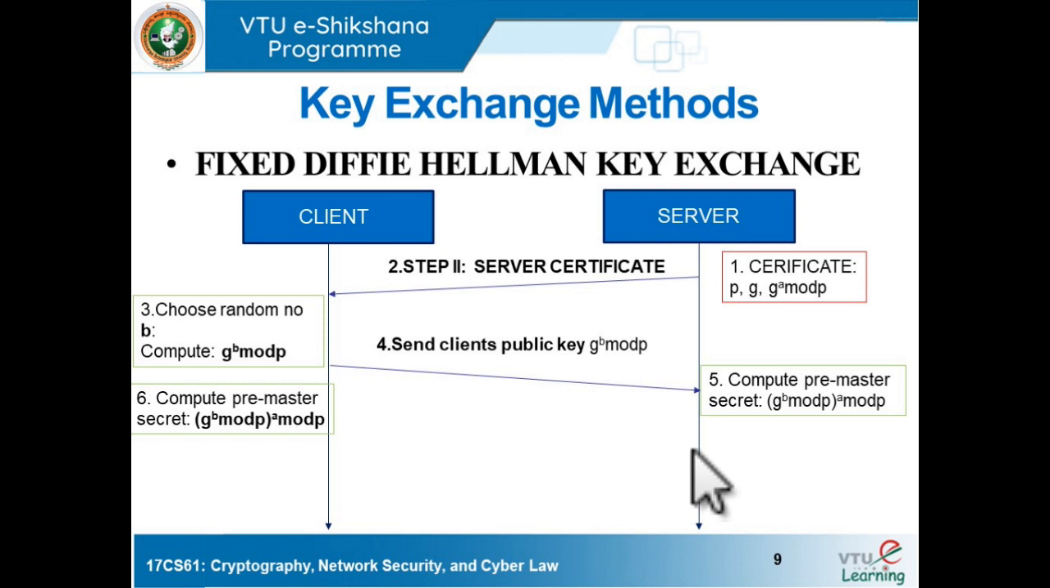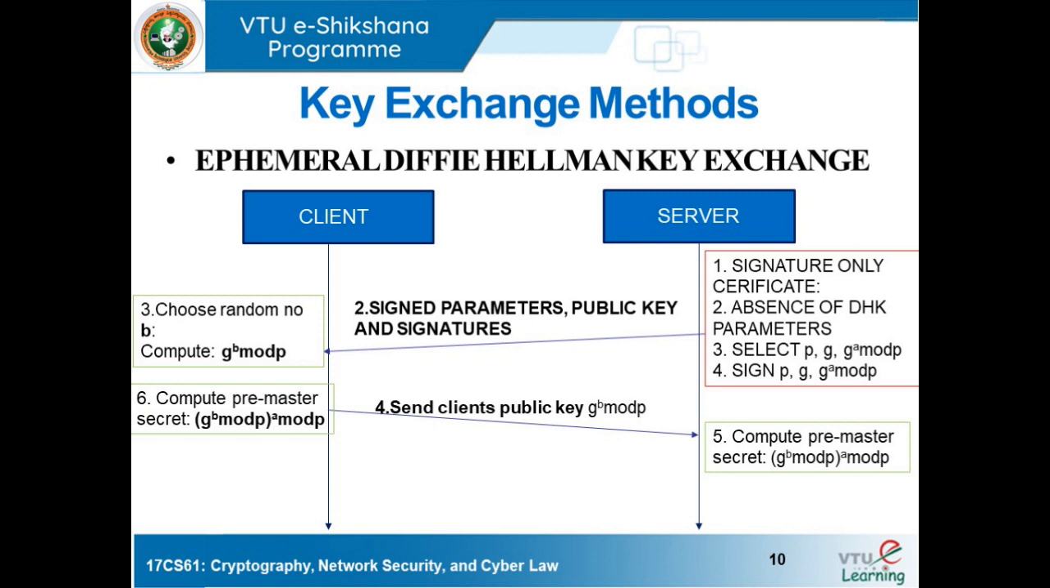Now the question is, why is this entire procedure called fixed Diffie-Hellman key exchange? Because there are fixed parameters present in the certificate. These are the fixed Diffie-Hellman parameters which are present in the certificate, and every time they will help the client and the server realize the same keys. Now let's see what we mean by ephemeral Diffie-Hellman key exchange.